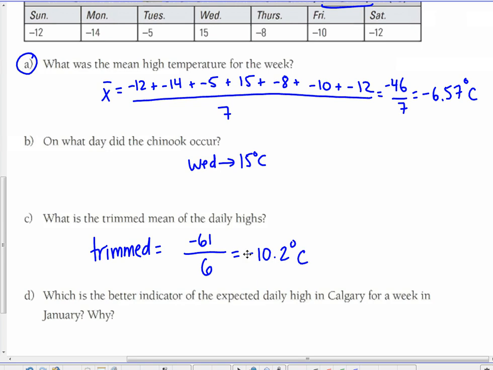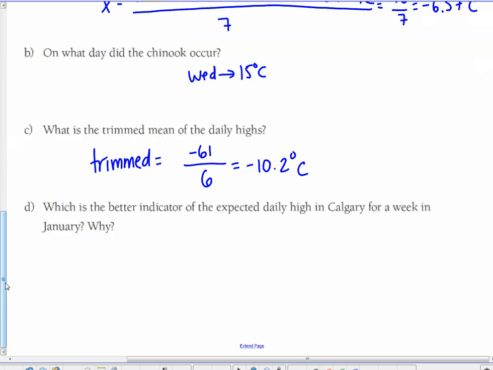Do you see the difference in averages? How that one day skewed the data enormously. So is this a rare occurrence? The average for that time of year would be more realistic at negative 10.2. Okay? The 15 was a rare occurrence. That's our trim mean. So what's a better indicator of expected daily high in Calgary? The trimmed, right? Because a Chinook is a rare occurrence. It's not an average day type of thing. So the trimmed mean is going to be a better indication.